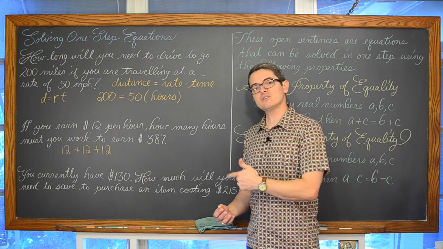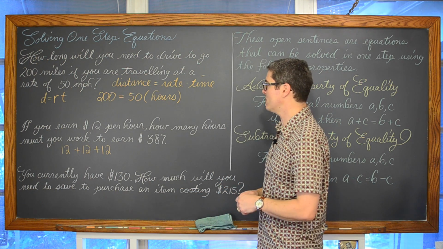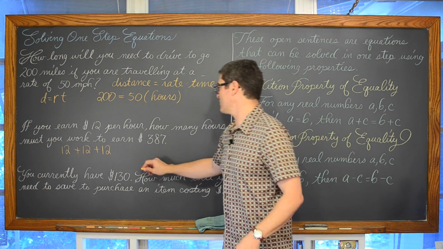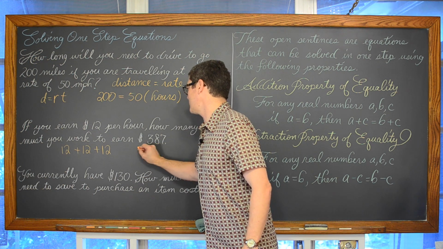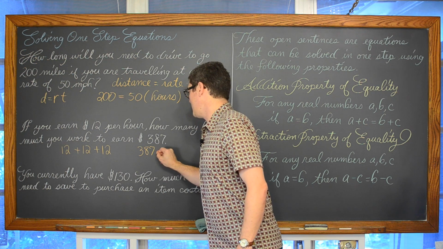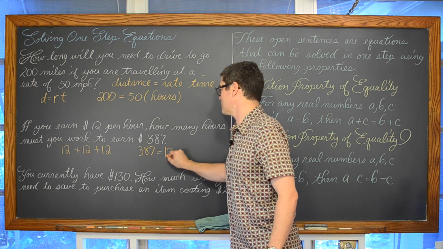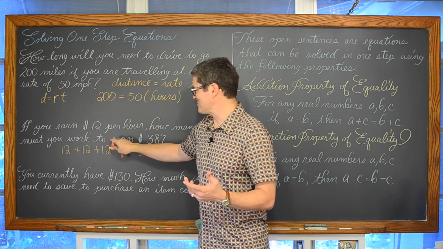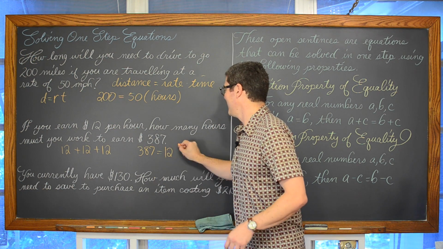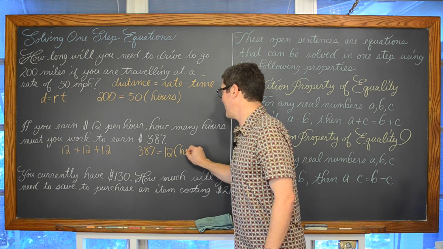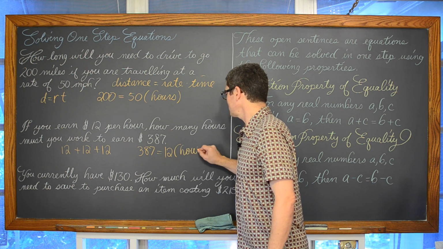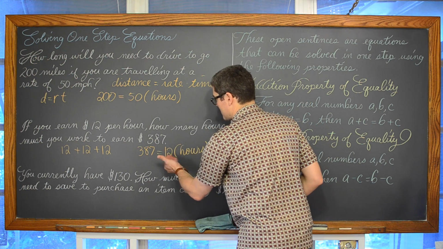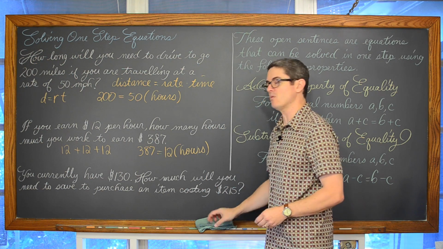Well, repeated addition is multiplication, right? So an equation to model the situation is your total pay of $387 is going to be calculated by taking the amount of money you're making per hour, and multiplying that by the number of hours that you've worked. And so our equation is 387 equals 12 times the number of hours.